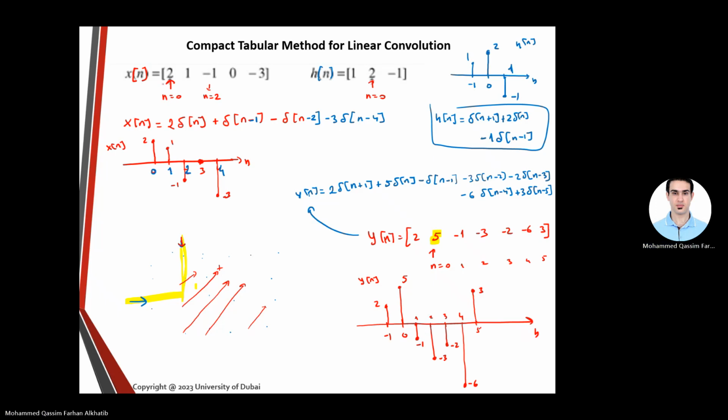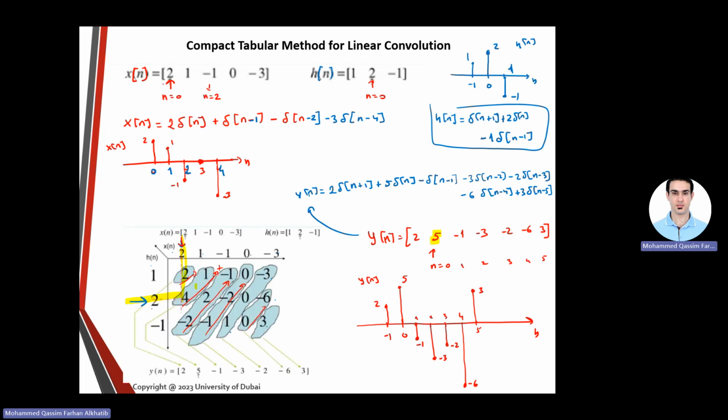Okay, here's another example. Using the tabular method, you have 2, 1, -1, 0, and -3. And h of n, you have 1, 2, and -1, but the center is at n equals 0 at 2. And I'm not sure, do you want me to solve this convolution question, or it's fine? It's pretty straightforward. You use the tabular method or the matrix method, and you will get the answers.